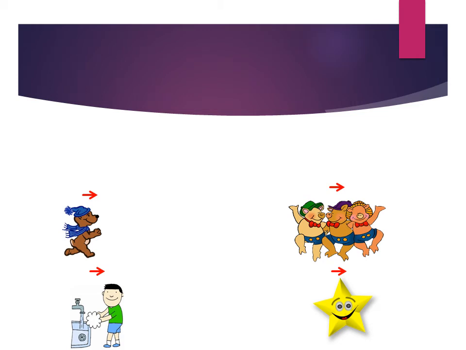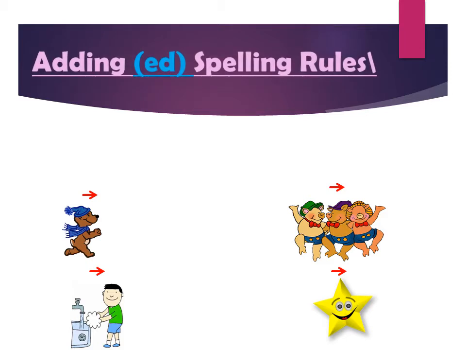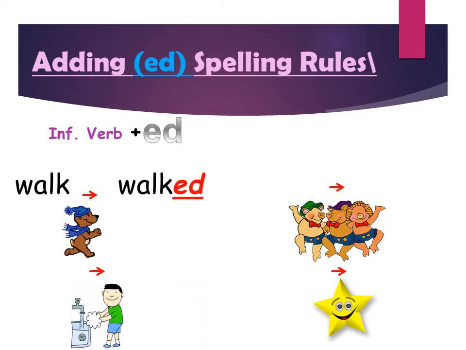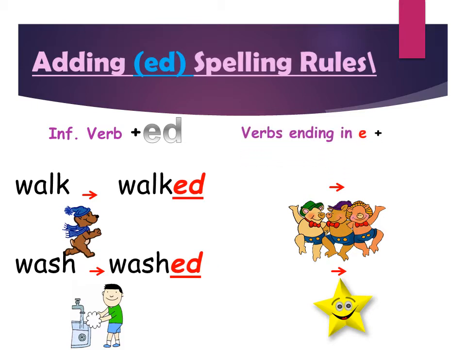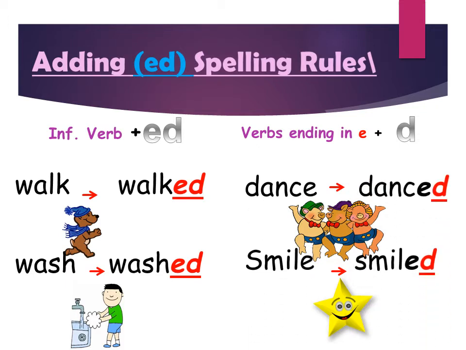To form the verbs in past simple tense, you have to know some spelling rules. If you have the infinitive verb, you have to add ed, like walk, walked, wash, washed. But if the verb ends in e, you have to add only d, because there is an e at the end of the verb. Like dance, danced, smile, smiled.